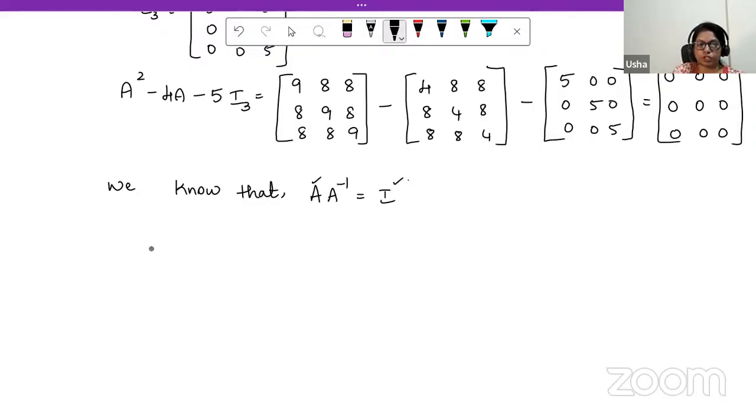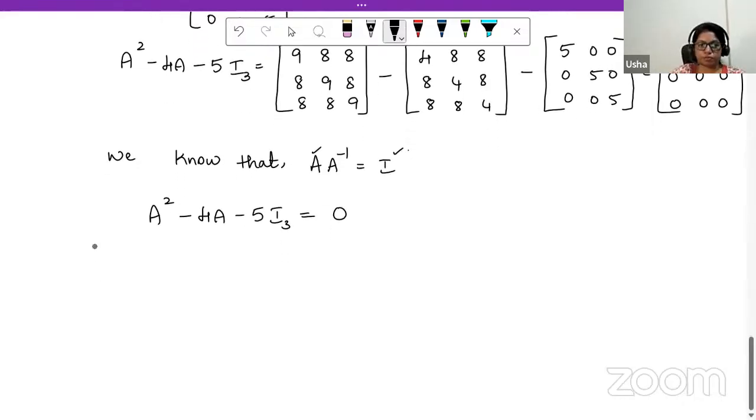So from this equation, A square minus 4A minus 5I3 is equal to 0. Okay. Now multiply A inverse to this entire equation. We are supposed to find A inverse, so for this, multiply A inverse to the above equation.